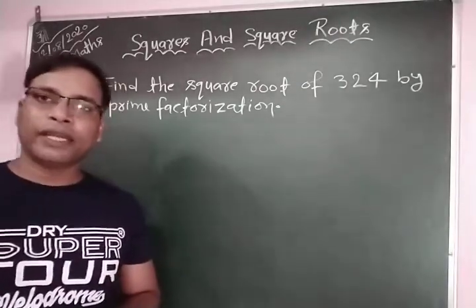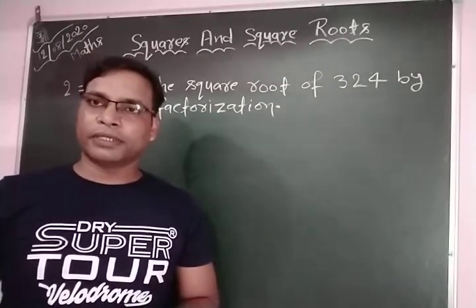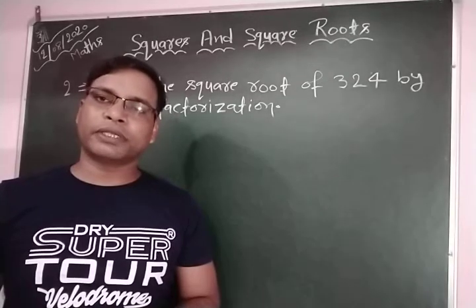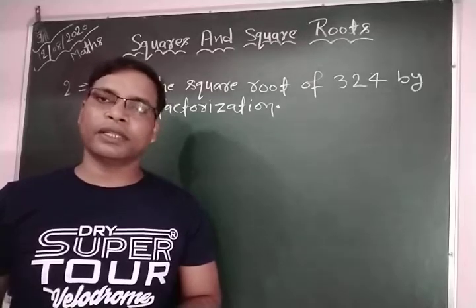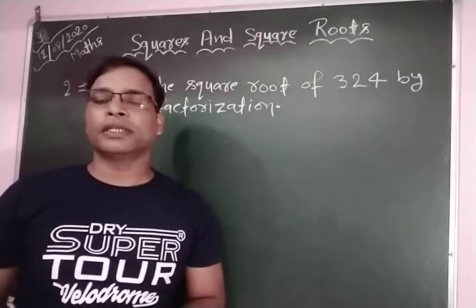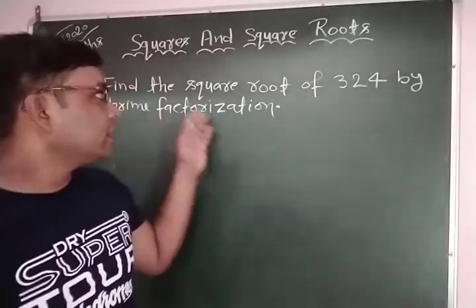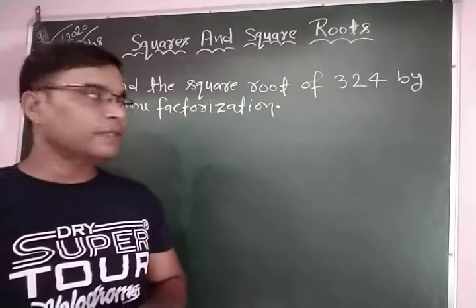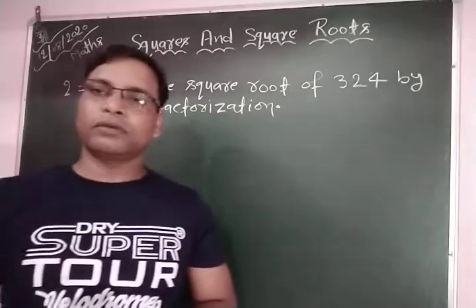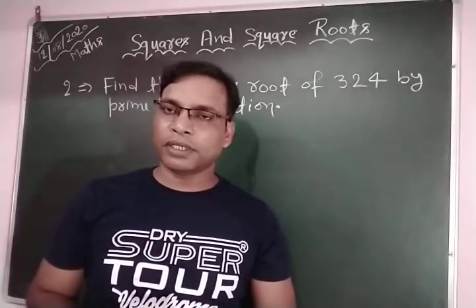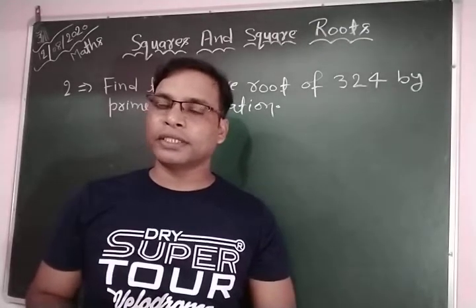Before this, we found the square root by the repeated subtraction method. In this method we subtract odd numbers starting from 1 until we get 0, and the number of steps is the square root of that number. But here we find the square root of the given number by the prime factorization method. You know prime numbers. What are prime numbers? A number which has only two factors, one and itself, is called a prime number.